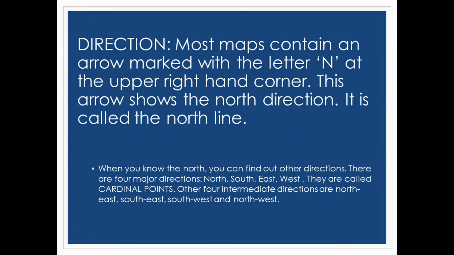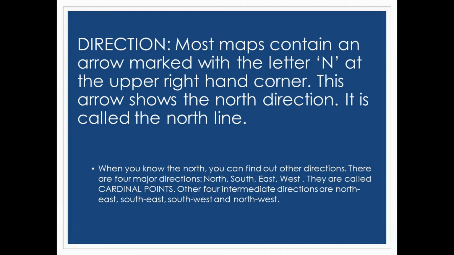Second component, direction. Most maps contain an arrow marked with the letter N at the upper right hand corner. This arrow shows the north direction. It is called the north line. When you know the north, you can find the other directions also, for example, east, west and south.